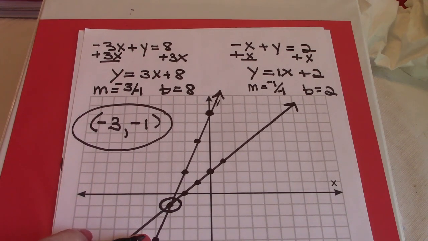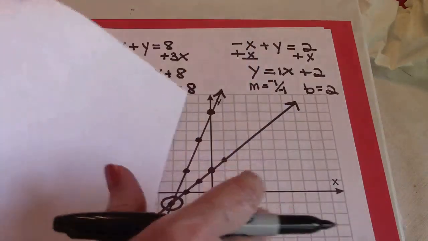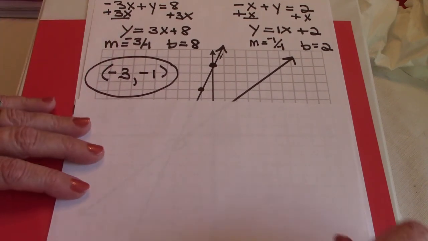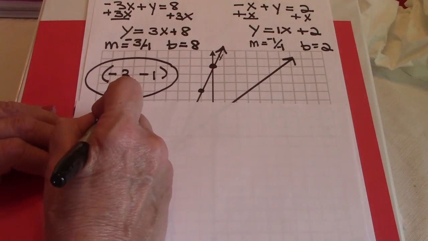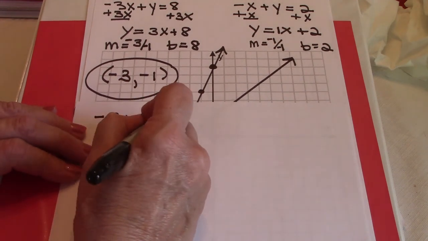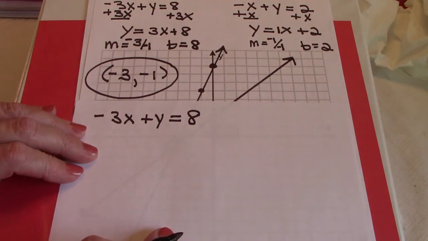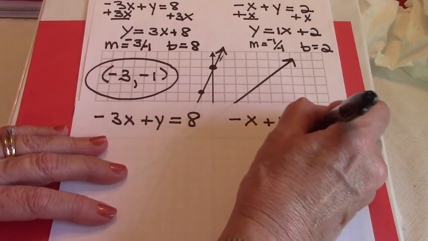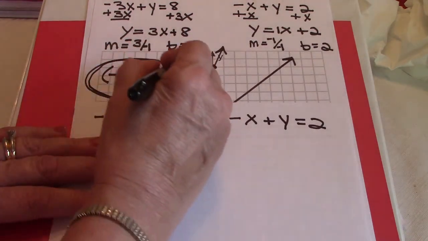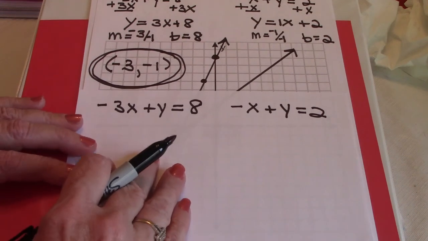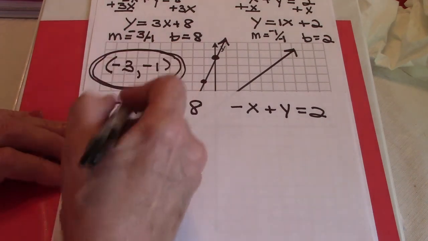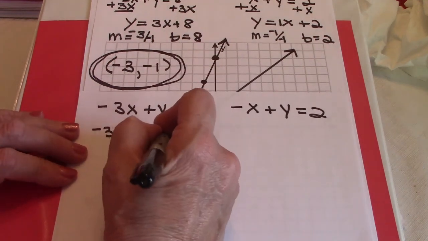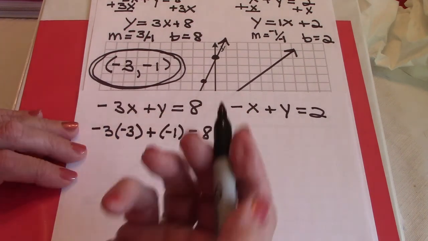Now, like I told you, we always have to check our answers. So you can do this right in your notebook there. Okay? So go back to my original equation, which was negative 3x plus y equals 8. And my other one was negative x plus y equals 2. Here's my answer right here. I'm going to plug in a negative 3 for x, and I'm going to plug in a negative 1 for y equals 8.